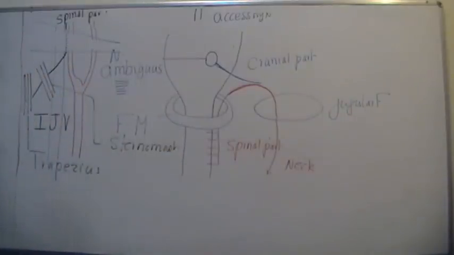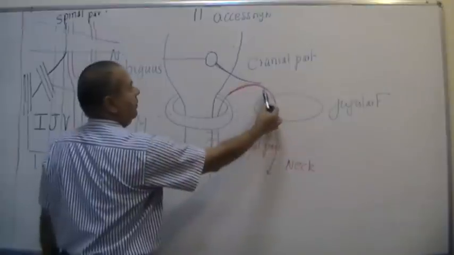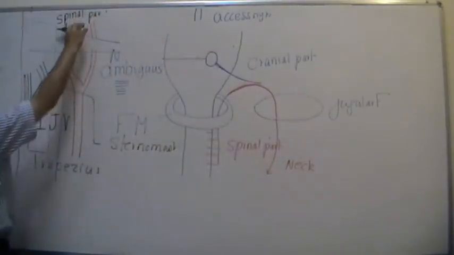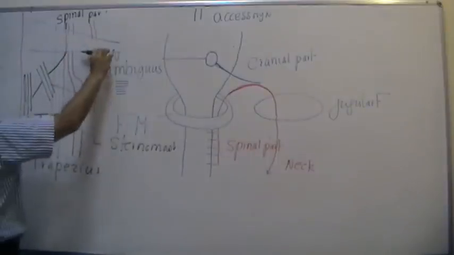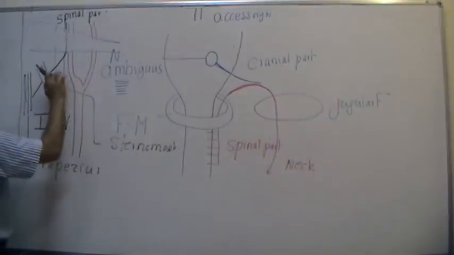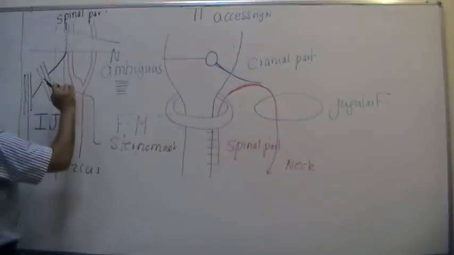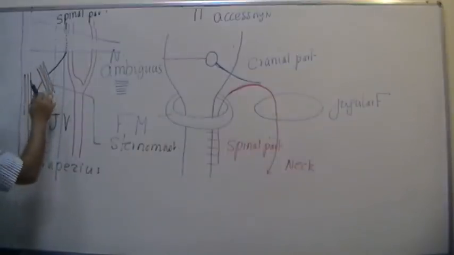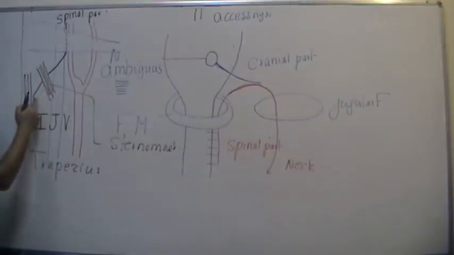So this is the spinal part. It leaves the cranial part and passes to the jugular foramen. It enters the carotid sheath. At the lower border of the posterior belly, it passes backwards. It crosses in front of the internal jugular vein to supply the sternomastoid muscle, and then passes in the posterior triangle of the neck to supply the trapezius muscle.